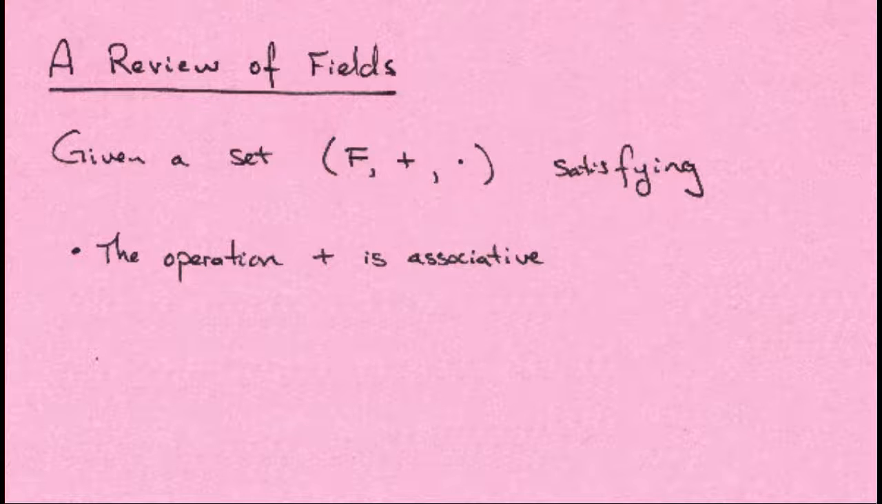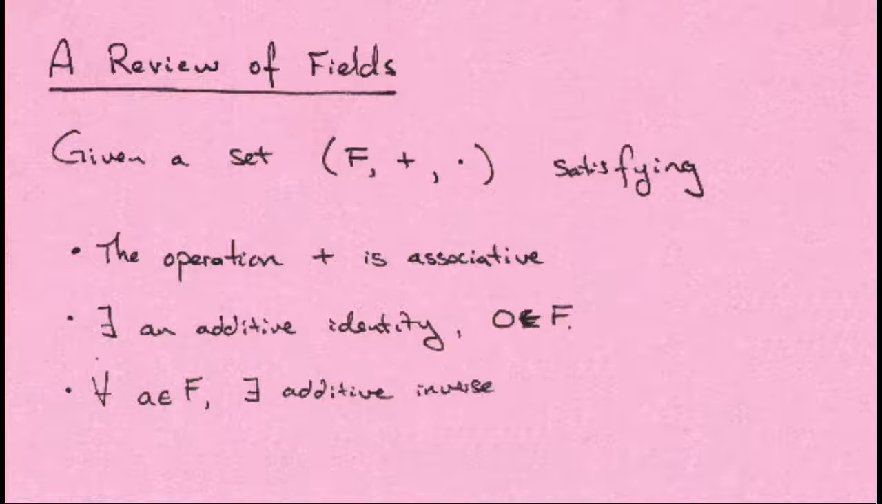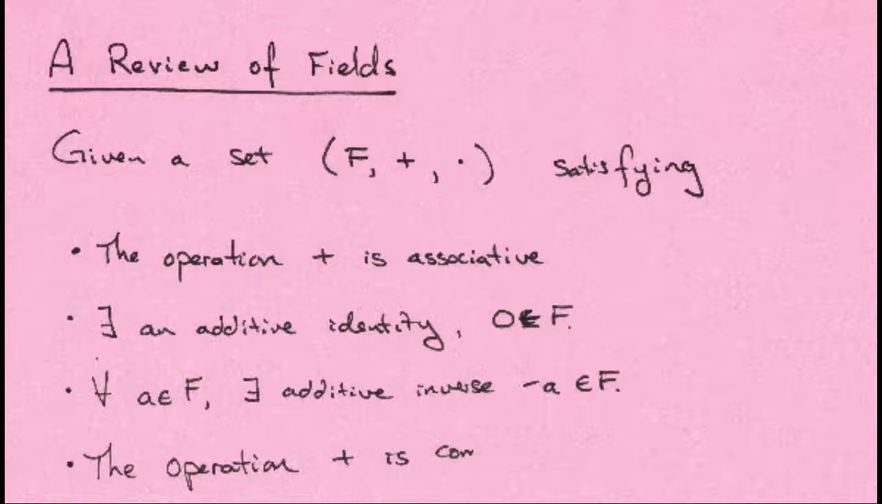Second, we assume that there is an additive identity for the operation of plus, and quite naturally we'll call that 0. Thirdly, we'll assume that for every element in the field there exists an additive inverse, and that additive inverse is an element of the field. And finally, the operation plus is going to be a commutative operation.